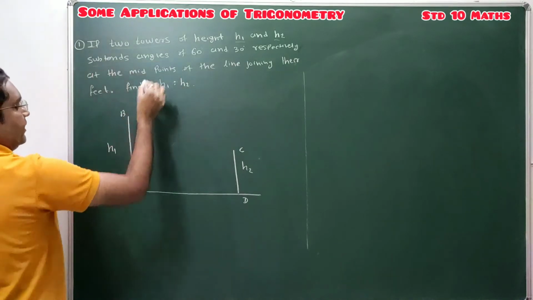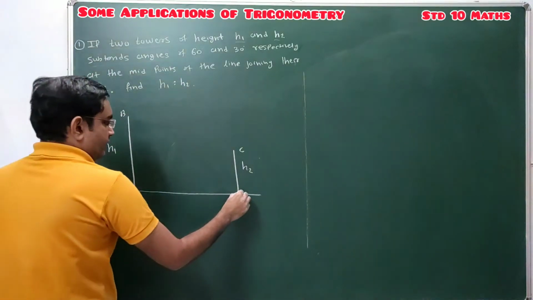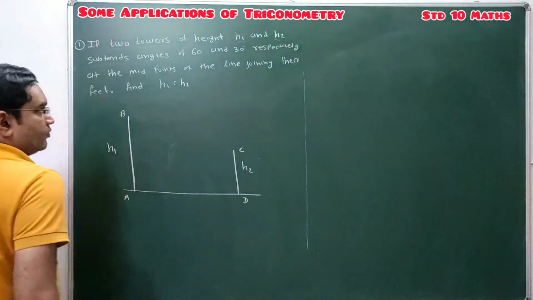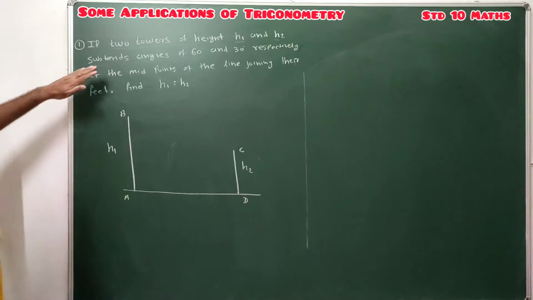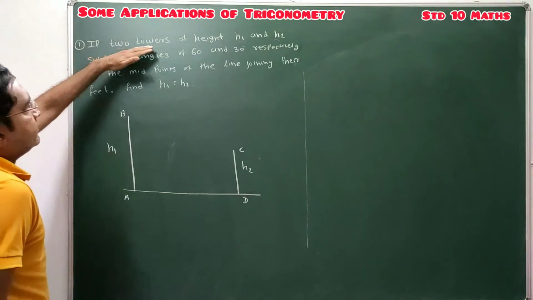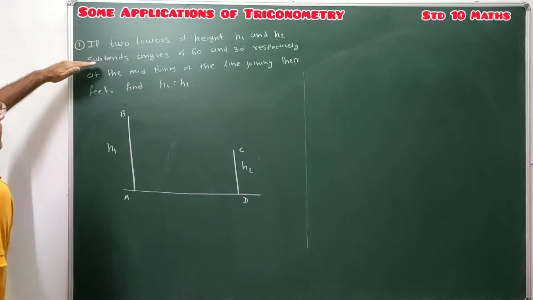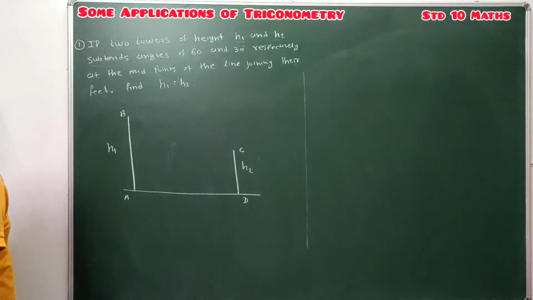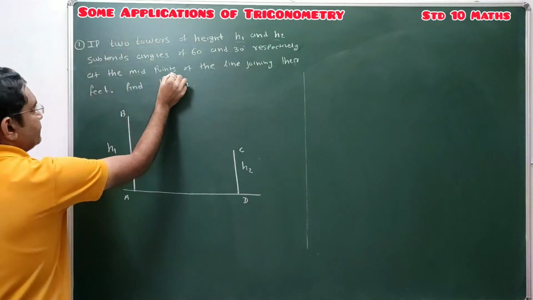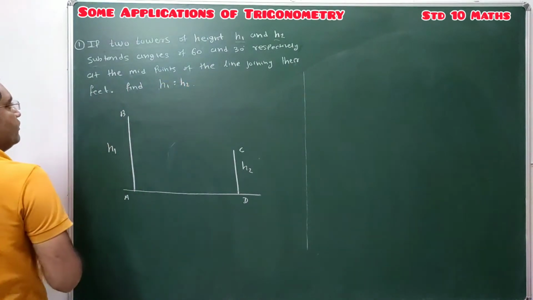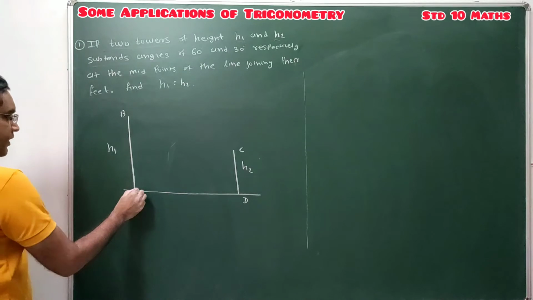Now subtend angle, this word subtend will be used in almost each and every sums. So the meaning of this subtend is forming angle. So two towers h1 and h2 are forming angle of 60 degree and 30 degree respectively, at the midpoint of line segment joining the feet.